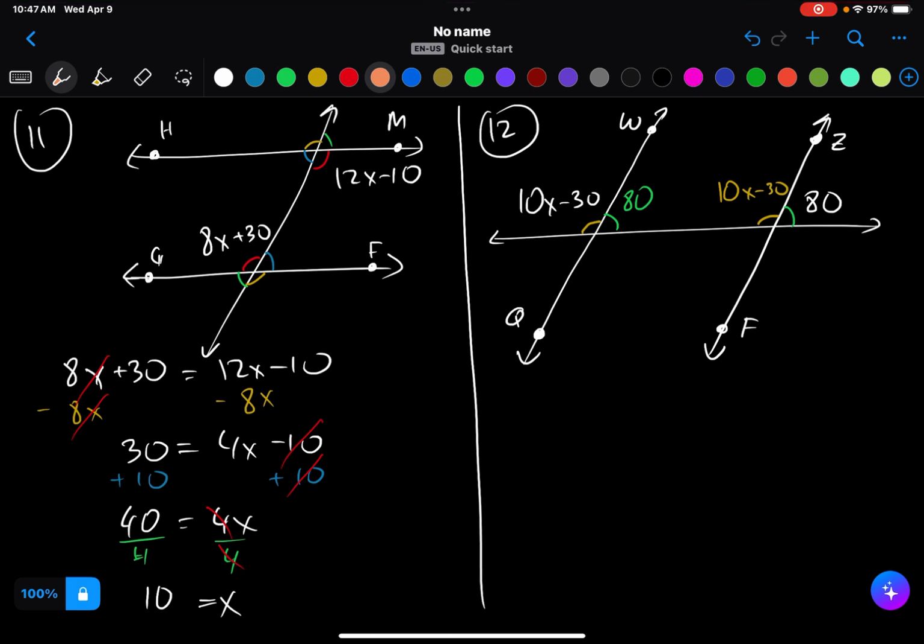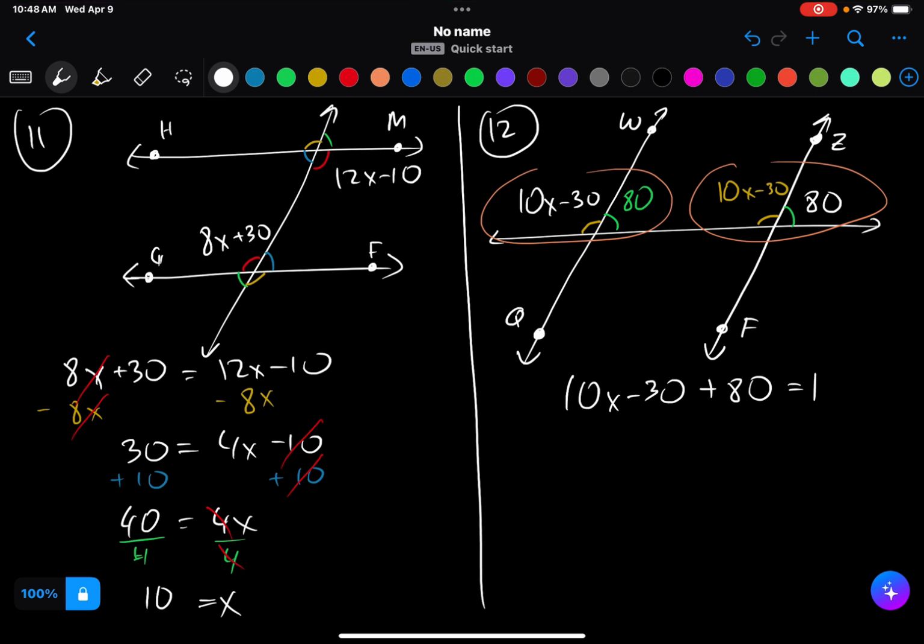Now what you can do is take either this pair or this pair. Doesn't matter because it's the same thing. Now they're on the same line, right? Now they are part of a supplementary pair. So pick whichever one you want because they're the same thing. And you can say that 10x minus 30 plus 80 has to equal 180 degrees. We got ourselves a supplementary pair. And now just solve for x. So 10x plus 50, because minus 30 plus 80 is plus 50, equals 180 degrees.